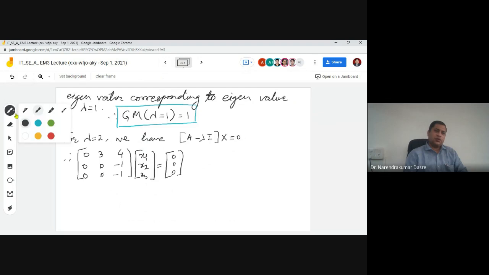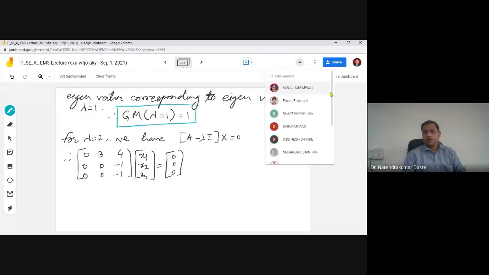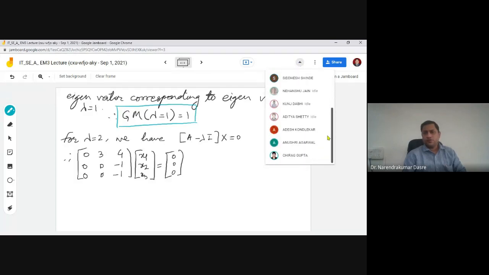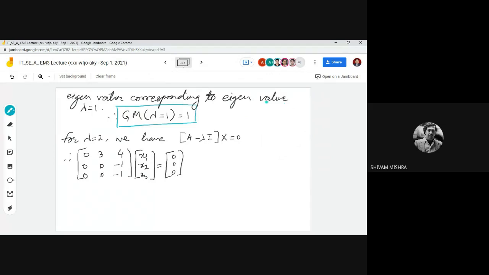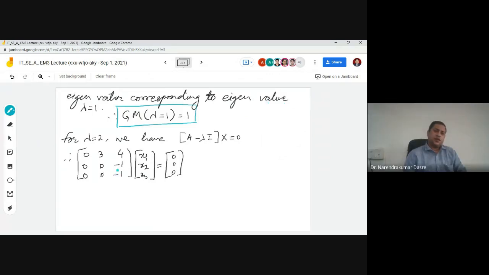Okay, so how many distinct equations do we have? 2. Which two equations do we have? First and second, or first and third. Second, because second and third are going to be the same, so we cannot consider this as a distinct equation. So what do we have to do to find out the eigenvector?